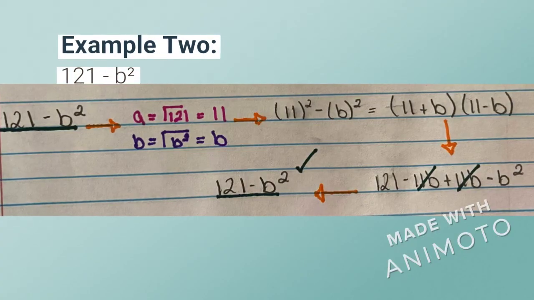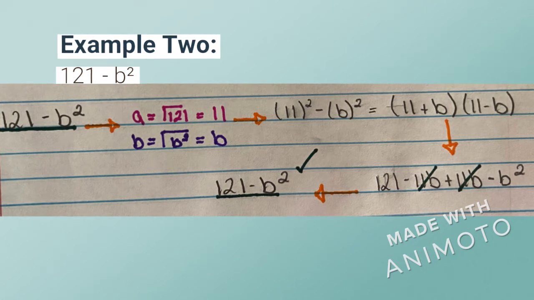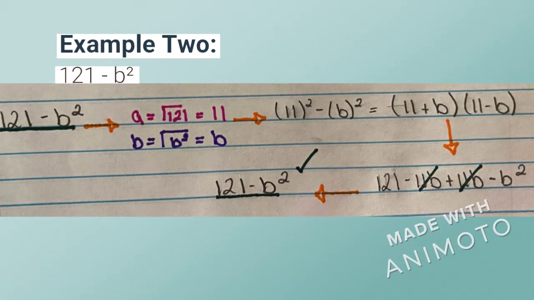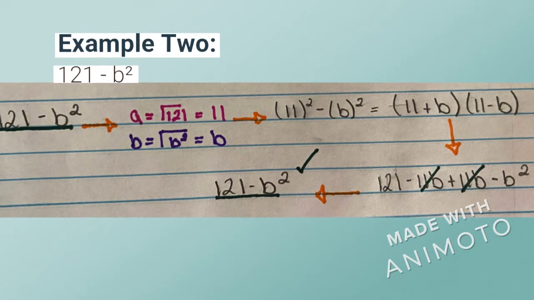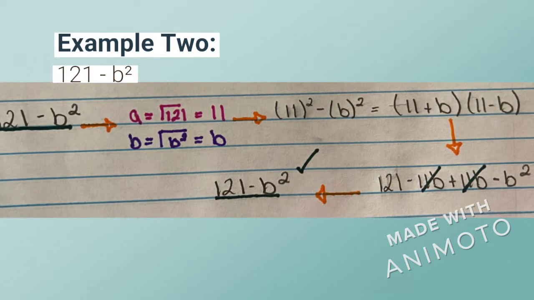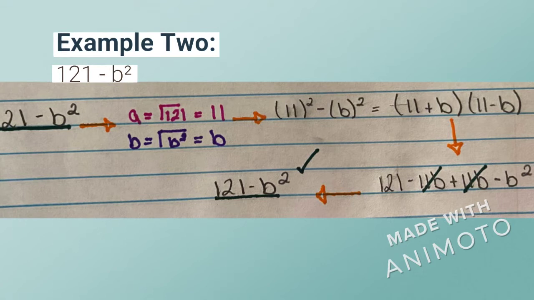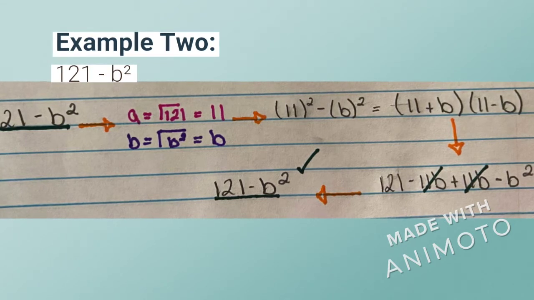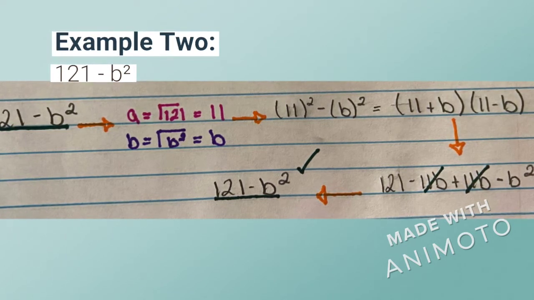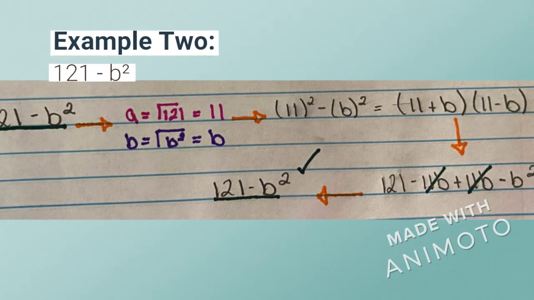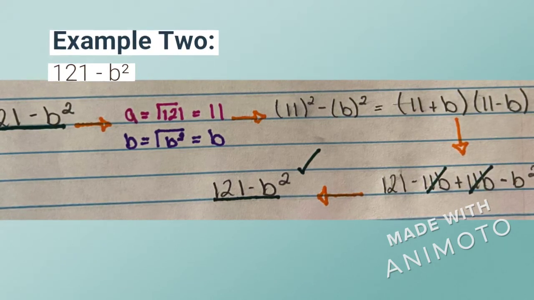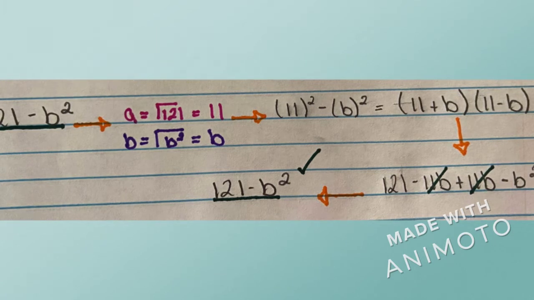On a second example, we have 121 minus b squared. So right here, to solve it, you would do the same process as the last one, which is you find your a's by square rooting both the variable and the number. And then you go ahead and plug in a and b into your equation and use the distributive property to check your equation. And as you can see, it comes out as 121 minus b squared, which is the same value that you started with.